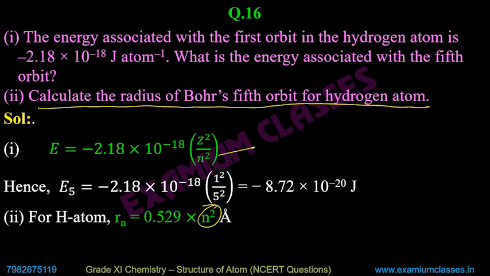Then good. Okay. Now, if I say 0.529, it is angstrom. If I say 0.0529, it is nanometer. If I say 52.9, it is picometer.